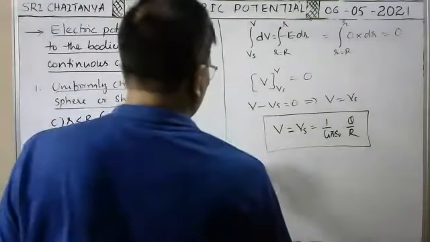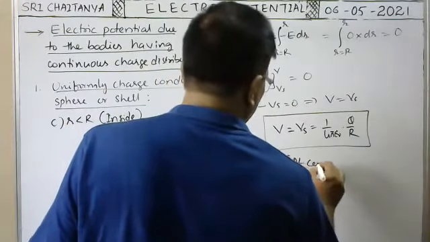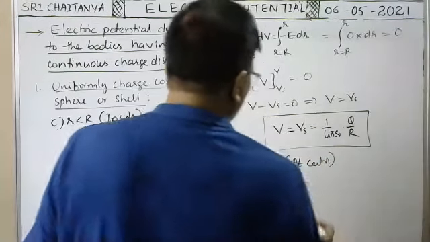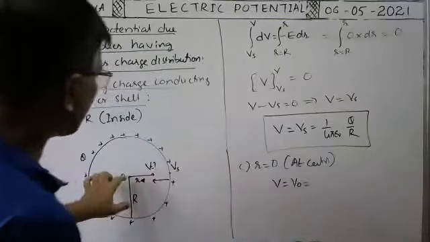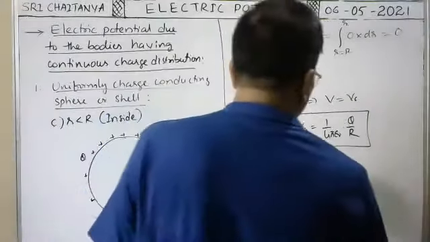At center, small r equal to 0. That means at center, it is also the same, because center means that is also an inner point, inside the sphere only. So that is the same as 0 only.